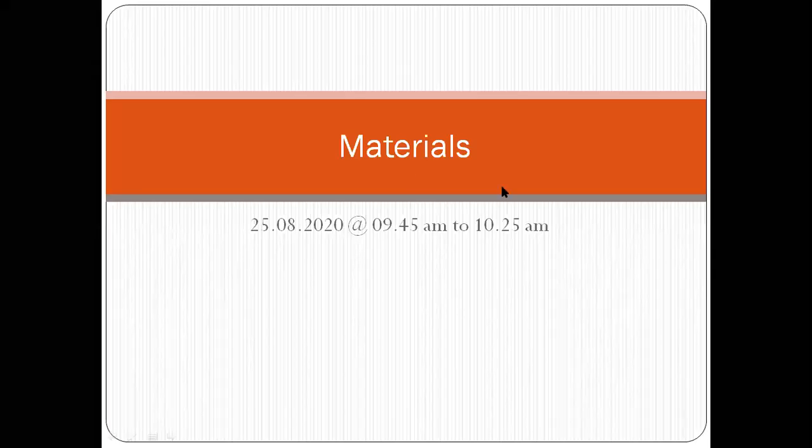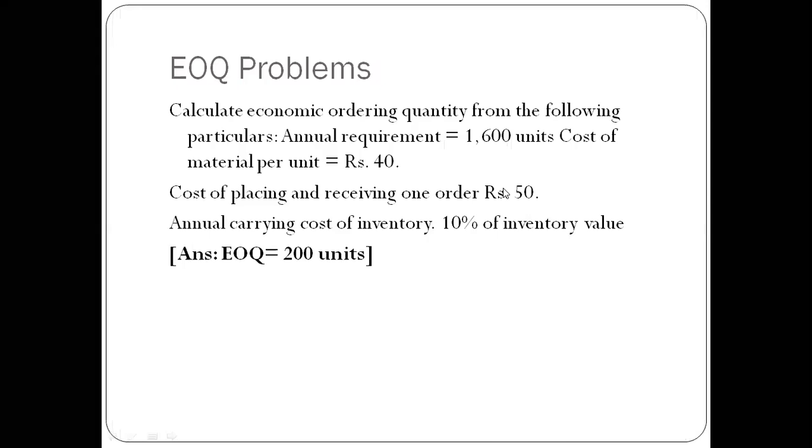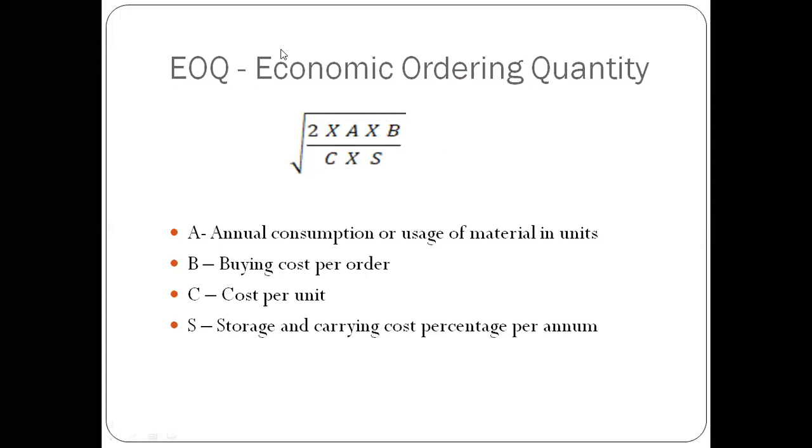Okay, the first one, economic ordering quantity. In the previous slides we explained in detail the formula for calculating the economic ordering quantity, right? So this is the formula: economic ordering quantity equals root of 2 into A into B divided by C into S. A means annual consumption or usage of materials in units, B is buying cost per order, C is cost per unit, and S is storage and carrying cost percentage per annum.